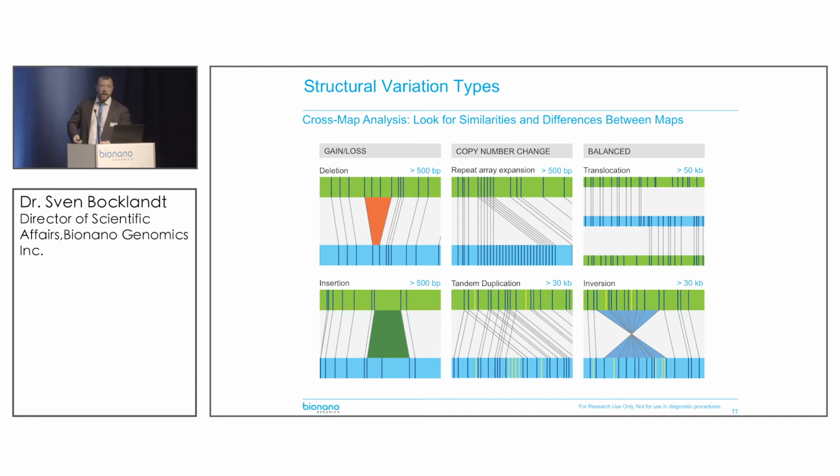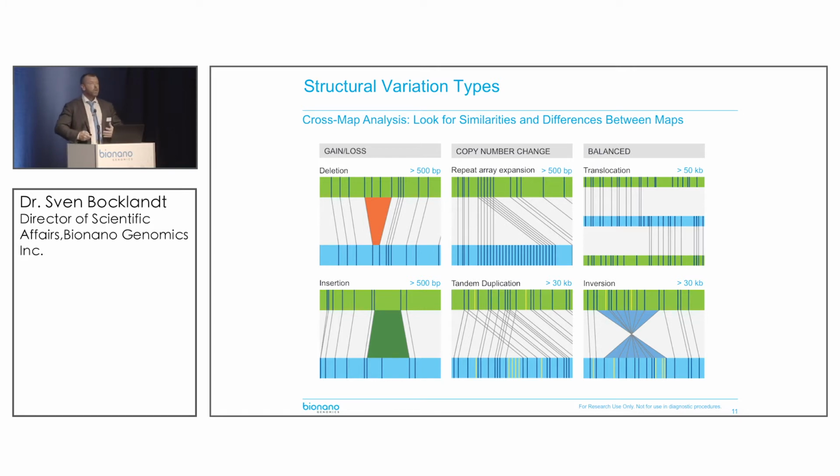We call tandem duplications automatically starting at 30 kb, direct or inverted. We detect translocations when a de novo map aligns for half with one chromosome and half with another chromosome, or a different part of the same chromosome. And we detect inversions when a pattern is simply flipped around, starting at 30 kb.